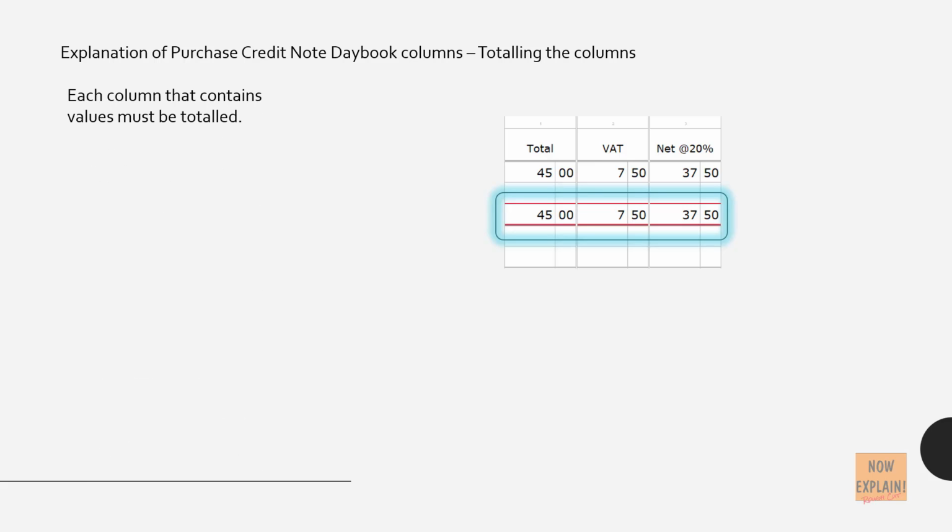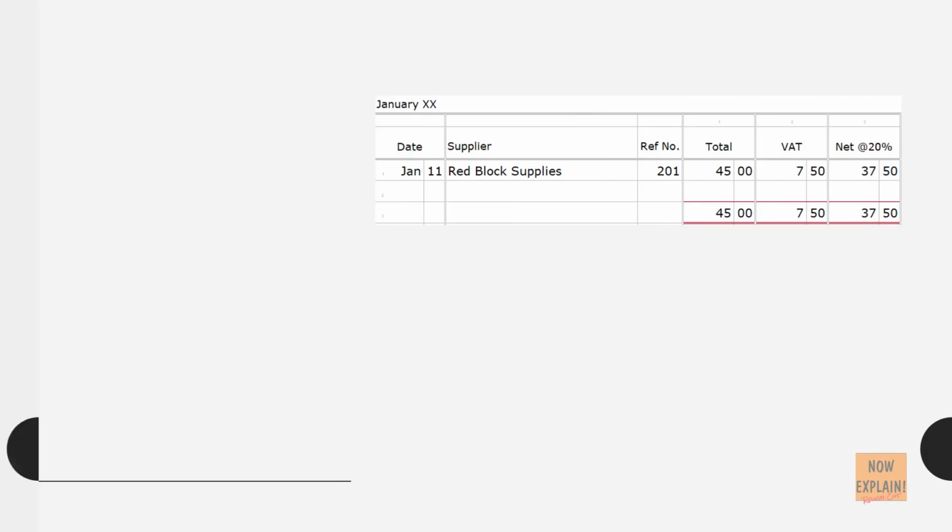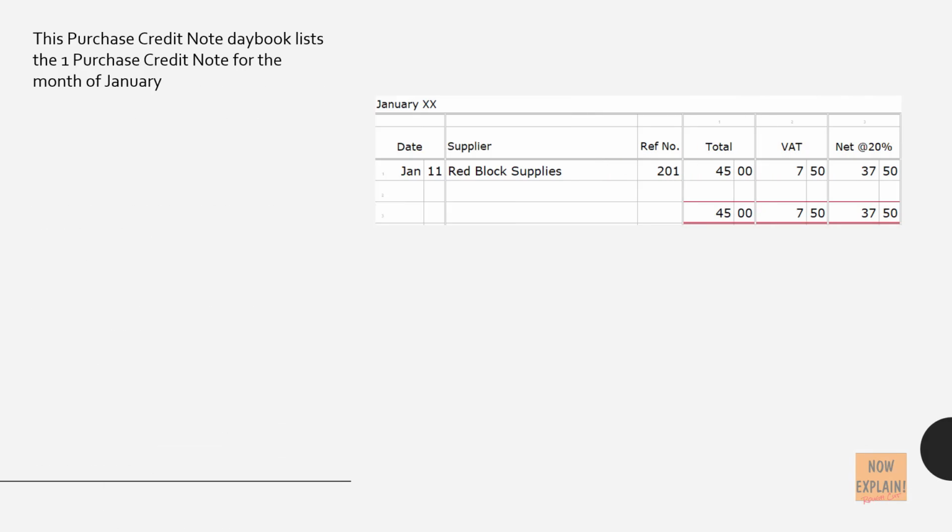Totaling the columns. Each column that contains values must be totaled. By totaling each column, this allows us to see what the total purchase credits are for the day, week, month. In this example, we are seeing the monthly purchase credit figure. This Purchase Credit Note Daybook lists the one Purchase Credit Note for the month of January.